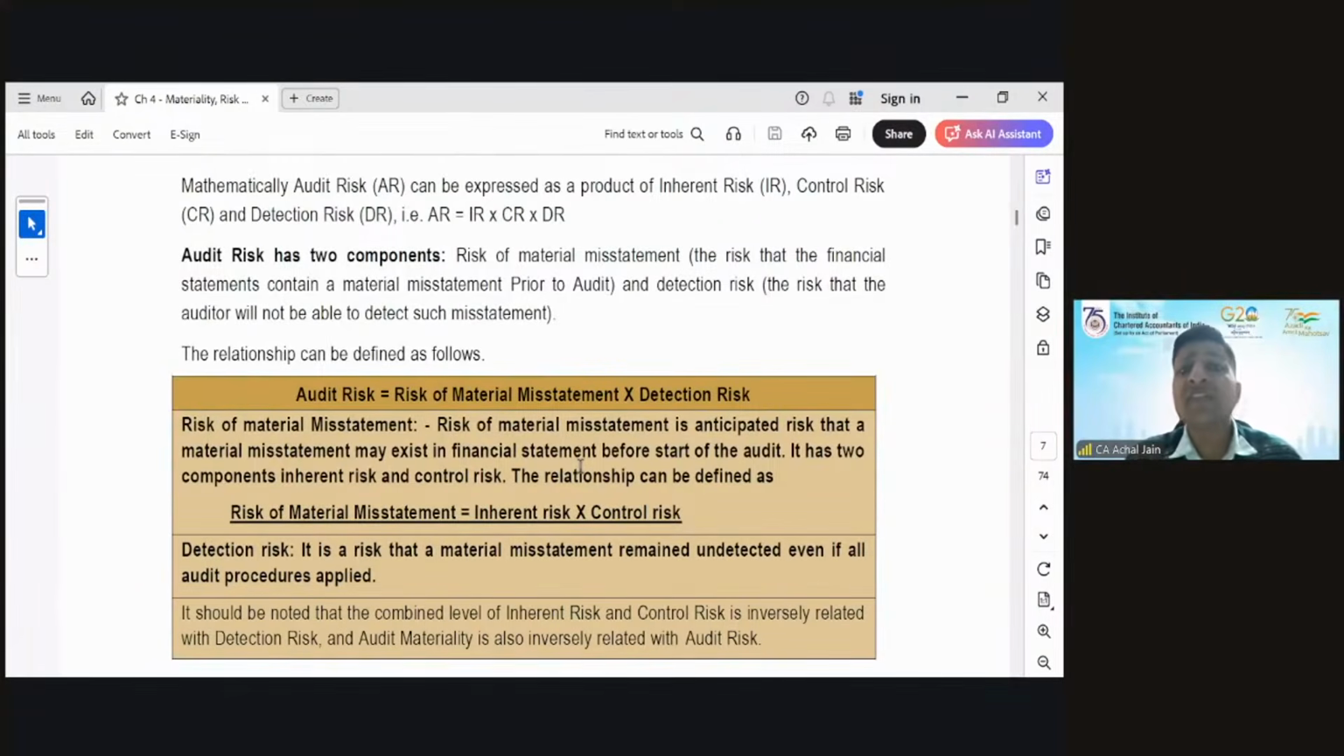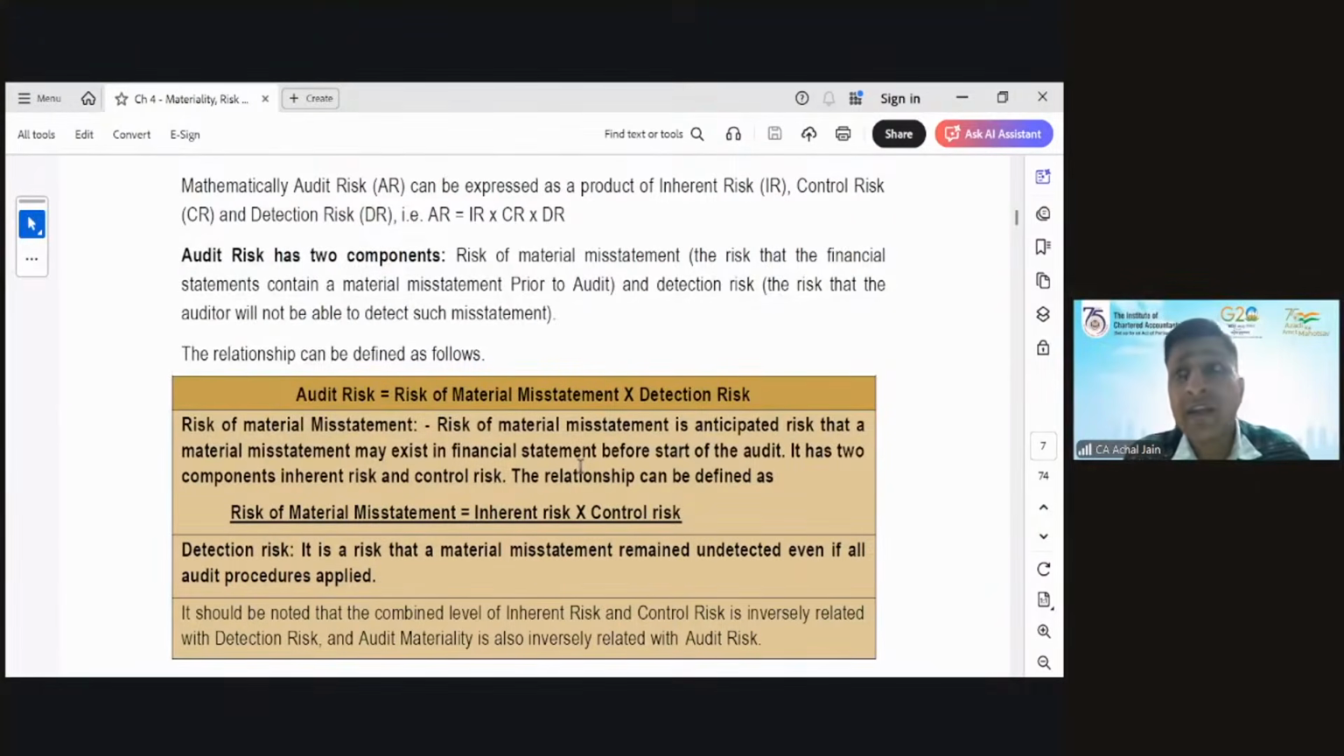So what is this risk? That the auditor will not be able to detect the material misstatement. That's how you can categorize these risks. So what is the first category? Risk of material misstatement in the financial statements, which comprises inherent risk and control risk.